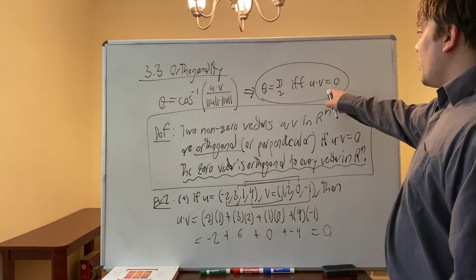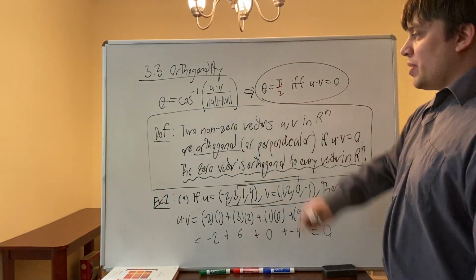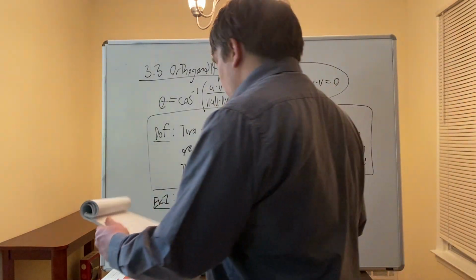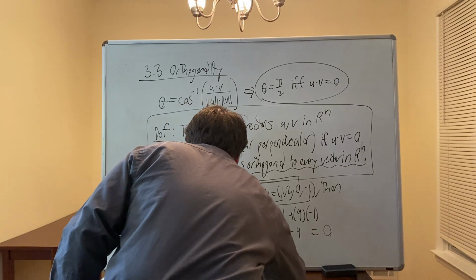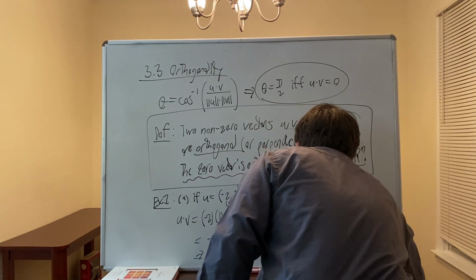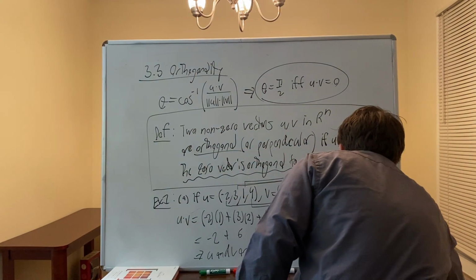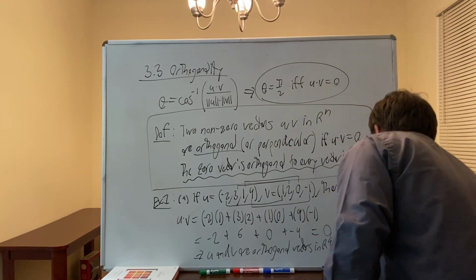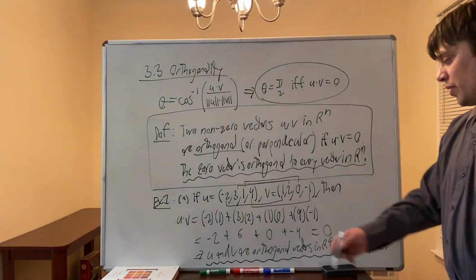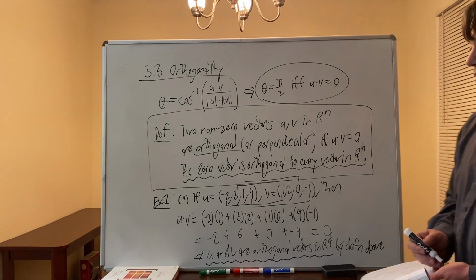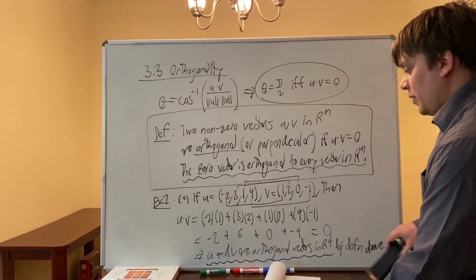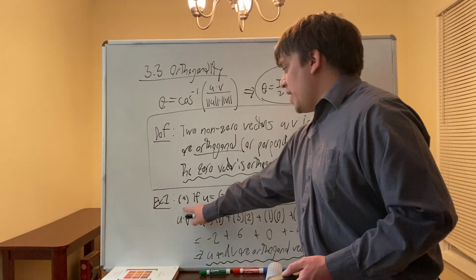And so when u dot v is 0, if and only if, the angle between them is 90 degrees. And in the definition, two vectors are orthogonal if their dot product is 0. Therefore, u and v are orthogonal vectors in R4, by the definition above. Since u dot v is equal to 0, u and v are orthogonal vectors in R4 by the definition of orthogonal vectors. Okay, so that's part A of example 1.